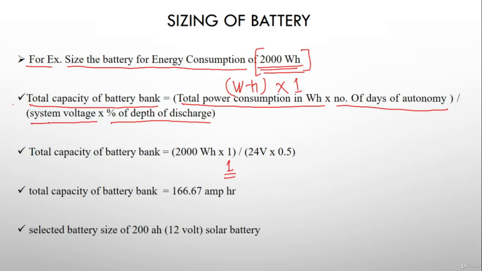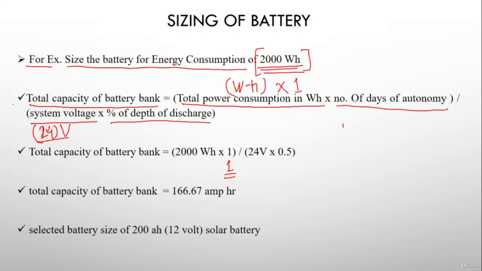Divided by system voltage. The system voltage is determined by the solar charge controller we are selecting in the system. If we are giving the solar panel power to the charge controller in the range of 24 volt, and the solar charge controller is charging the solar battery at a voltage of 24 volt, then it is called the system voltage. So we are taking 24 volt for this calculation, into the percentage of depth of discharge.